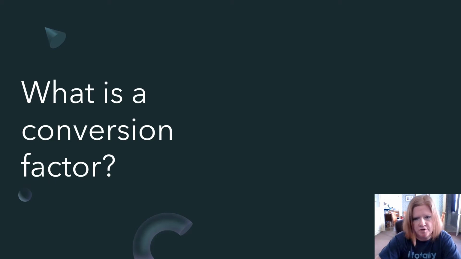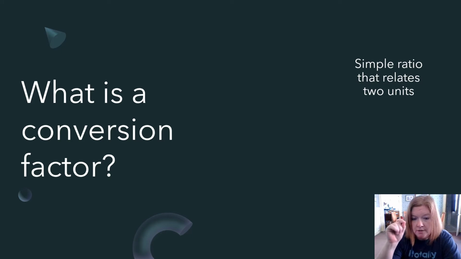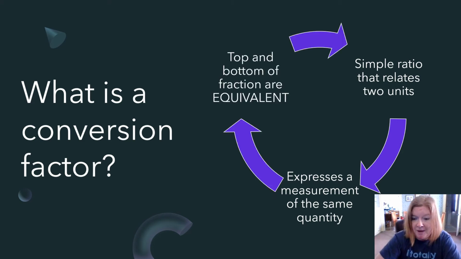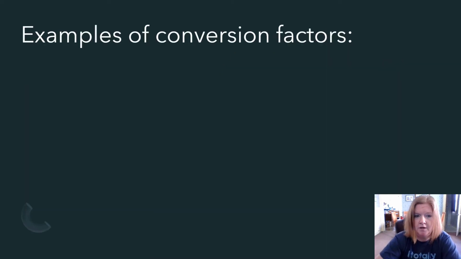All right, so what's a conversion factor? That's what you really need for dimensional analysis. It's a simple ratio that relates two units to each other. So for example, 1 meter equals 1,000 millimeters. So that's an example. But you're going to show it as a ratio, and it expresses a measurement of the same quantity. So that means 1 meter and 1,000 millimeters are exactly the same thing, just different units. The top and bottom of that fraction, of that ratio, are equal.